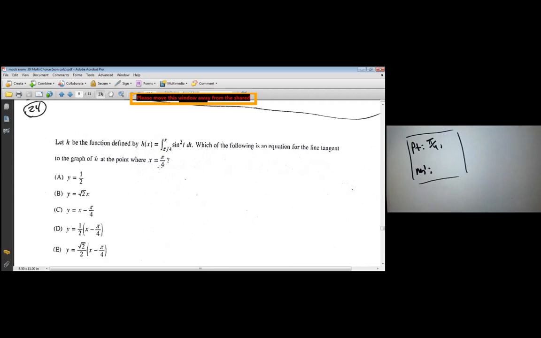Well, what happens when we plug in the something? If I plug in pi over 4, my bounds are the same. If your bounds are the same, the result of the integral is 0. It means you didn't find any area. Okay, next, we need a derivative.